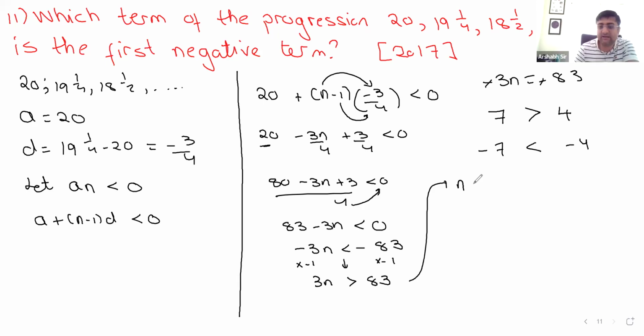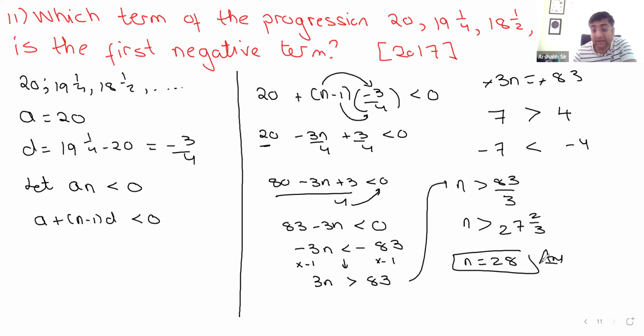What will this become? n is greater than 83 by 3. So this is what? 27 and 2/3. So which is the next natural number after 27.66? 28. So the answer is 28. That means the 28th term is the first negative term. Is this clear? So whenever you're solving an inequality, keep this in mind.